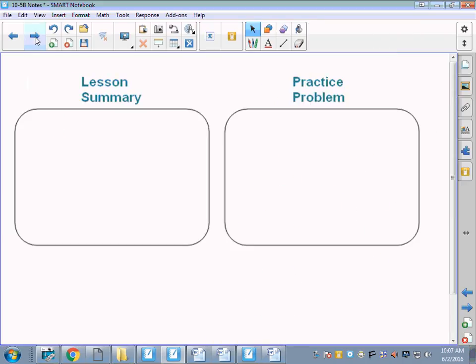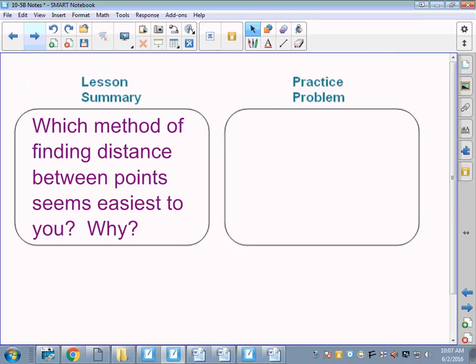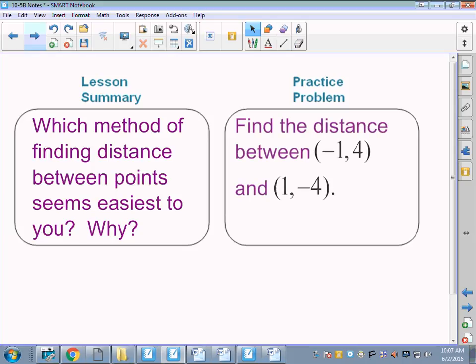All right, so which method of finding distance between points seems easiest? Is Pythag easier for you or distance formula easier for you? And why? My guess would be that you might like Pythag better because you don't have to keep track of x1s and x2s and stuff like that. My other thought might be that you like distance formula better because you don't want to actually graph them. So, two ways of looking at it. And here's 2 points, -1, 4 and +1, -4. Find the distance between those guys.